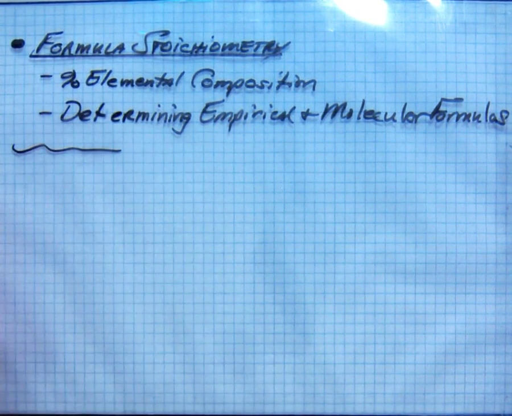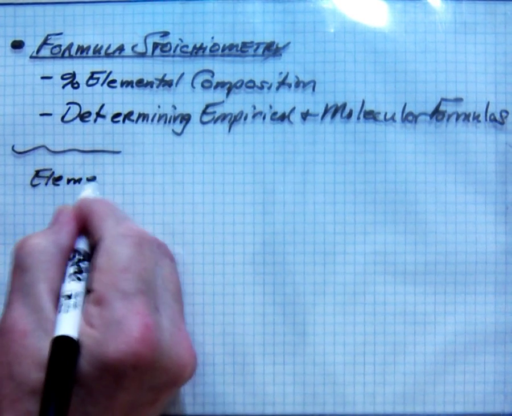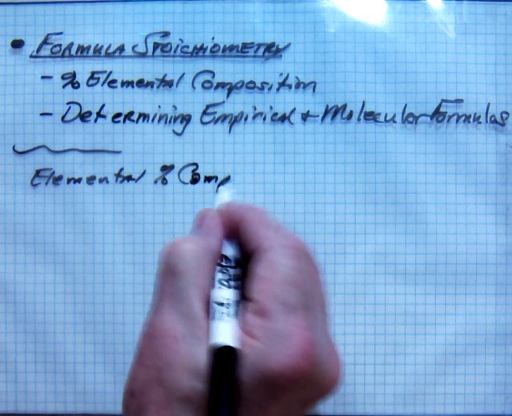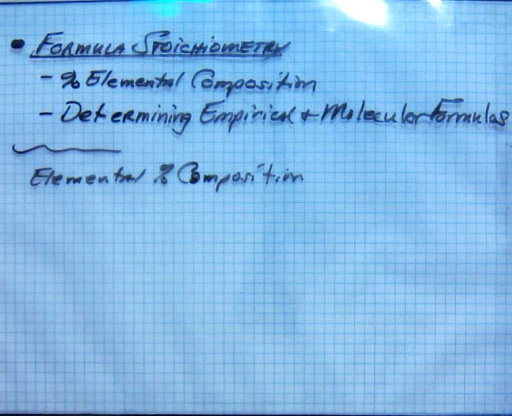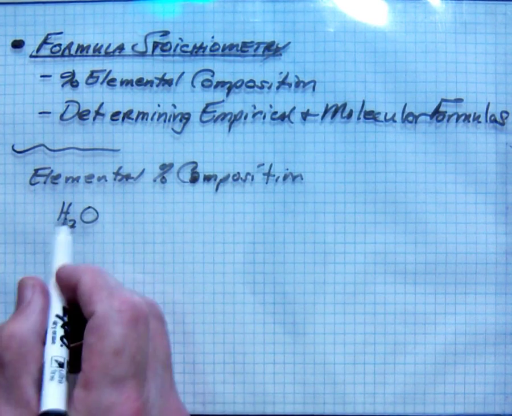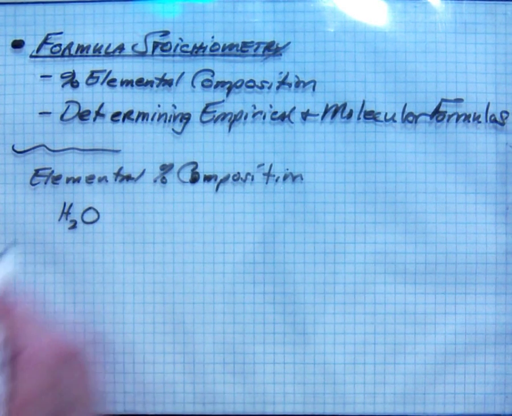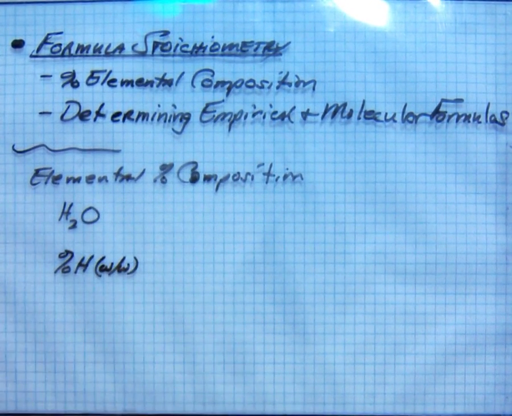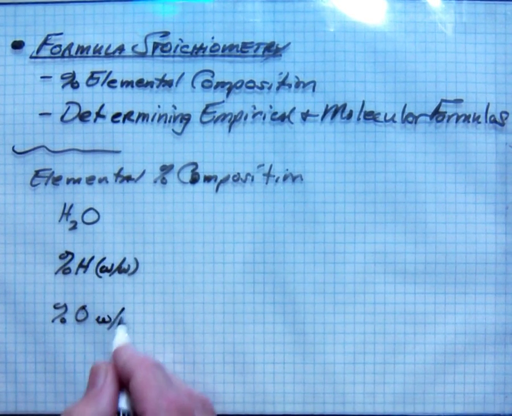Okay, let's do some elemental percent composition. You just have to be given a formula. Well, I like water. I know some of the answers to this one anyway. If you're simply given a formula and asked to determine the percent composition, it would simply be the percent by weight. It'd be a weight-weight ratio, formula weight, and the percent by weight of oxygen.